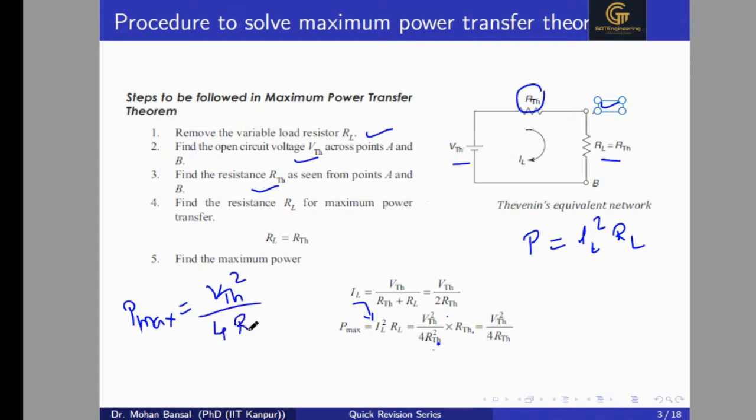This is a very important formula for any exam. You need to remember it to solve problems using the maximum power transfer theorem. So two things you need to remember. One is that the load resistance is equal to the Thevenin's resistance. Second, the maximum power is nothing but VTH square divided by 4 RTH.